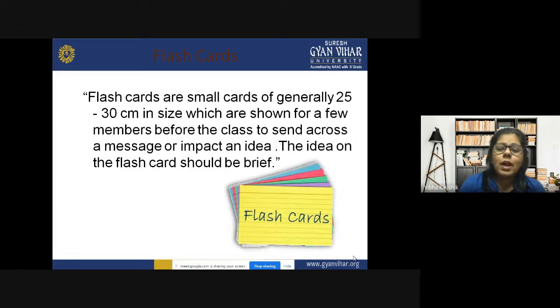Before starting the class, the flashcards can be used by the teacher to send across a message or impart an idea. The idea on the flashcard should be brief, means it's the idea which we want to share with the students with the help of flashcards. It should be brief, it should not be too long.